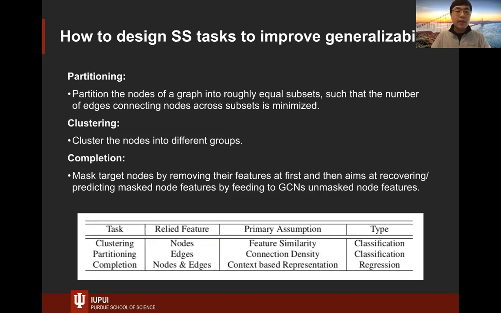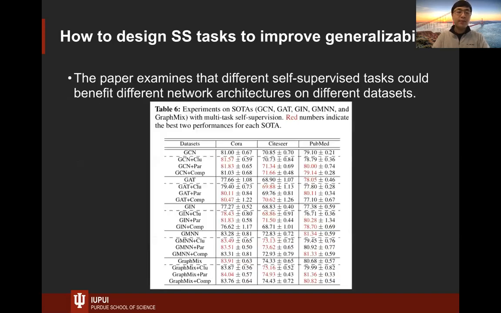Graph completion is a regression task. It masks target nodes by removing their features at first, and then aims at recovering or predicting the masked node features by fitting to GCN's unmasked node features. The paper examines that different self-supervised tasks could benefit different network architectures on different datasets.